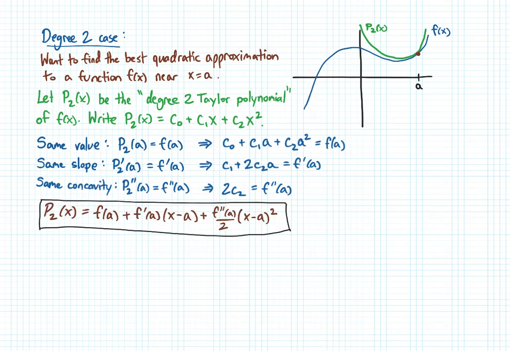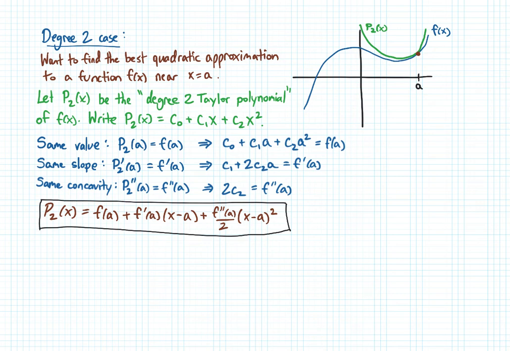And what you get after you do that algebra is that p2 of x is f of a plus f prime of a times x minus a plus f double prime of a over 2 times x minus a squared. And actually, this is one of those things where if you don't want to do the algebra to derive this formula, it's actually easier to check that the formula works.